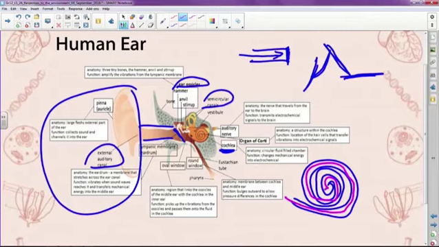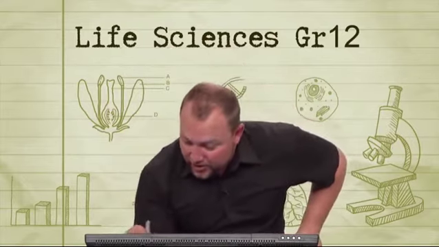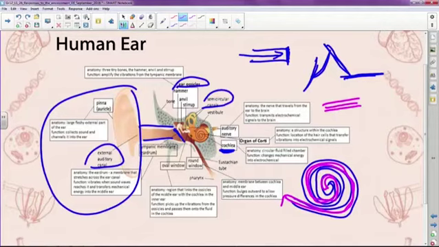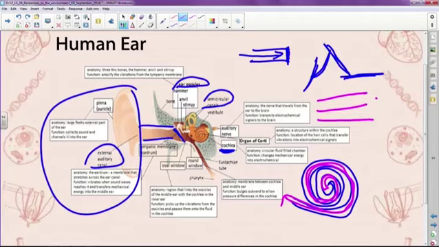Once it reaches there, it goes back down again, and then out a different hole. So there's 2 pipes. You've got the scala vestibuli and the scala tympani. These pipes run one next to each other. There's the pipes, and you'll notice that the sound travels that way in one, gets to the top, turns around, and comes back down the other. That's how it works.